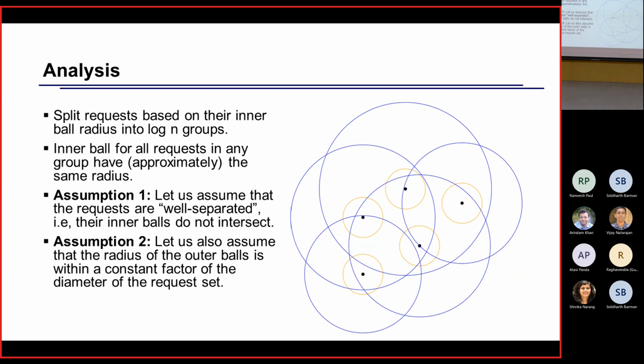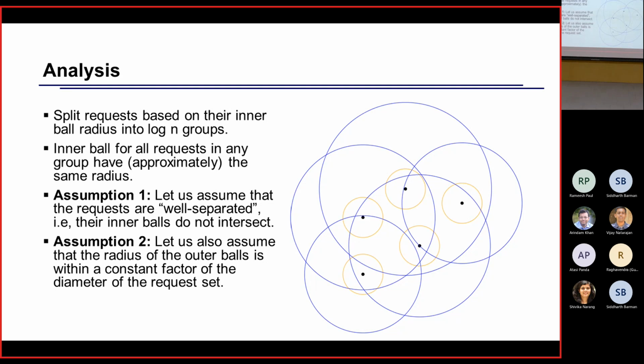And I'm going to also additionally make these two assumptions. I'm going to assume that the requests are well separated, which means their inner balls are non-overlapping. So the request set is such that if you look at the inner balls, the yellow balls, they are not overlapping. I'm going to tell you how to eliminate this assumption, but for now, just make this assumption.